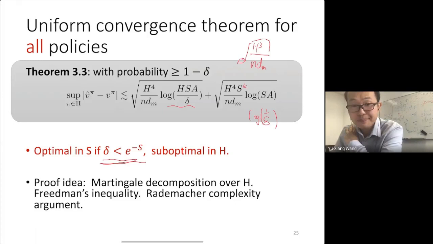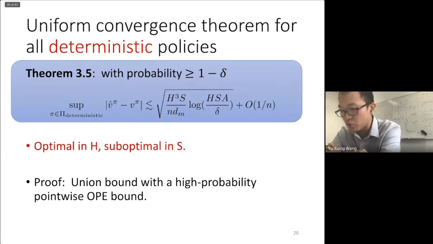The second theorem applies to all deterministic policies. This is straightforward. You simply take a union bound with a high probability version of the pointwise OPE. But in this case, as we talked about earlier, the total number of policies in the deterministic policy family is A to the power of HS. So you blow up the dependence on H and S by a little bit.